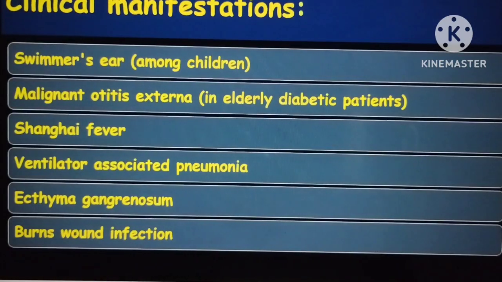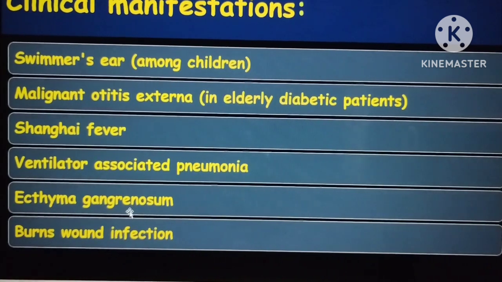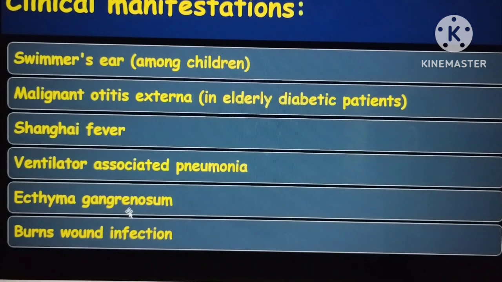So what are the clinical manifestations of Pseudomonas? Swimmer's ear, malignant otitis externa, Shanghai fever, ventilator associated pneumonia, ecthyma gangrenosum and burn wound infection. So there will be a history like, a patient came with 100% burns and had a typical skin infection. What organism are you expecting, and what antibiotics can you give? If there is a burn, the first organism to cause an infection is Pseudomonas.